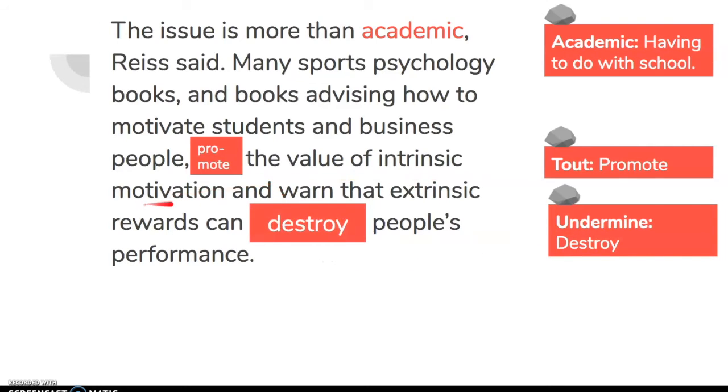The value of intrinsic motivation and warn that extrinsic rewards can destroy people's performance. Okay, we will read over this one more time near the end, but for now we can move on.